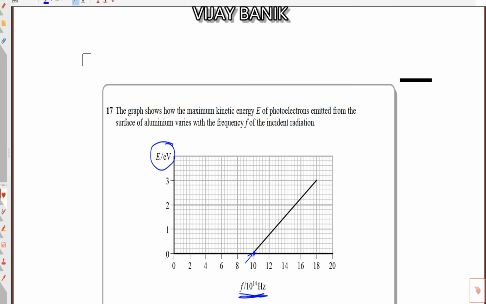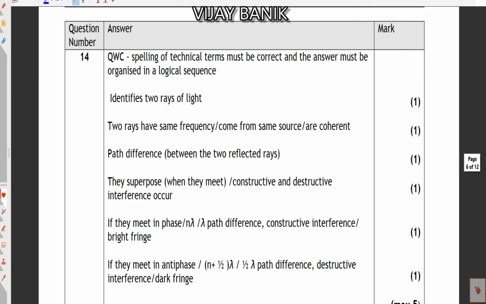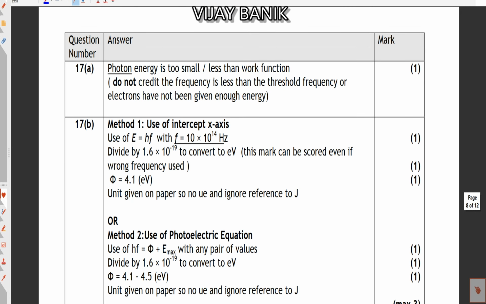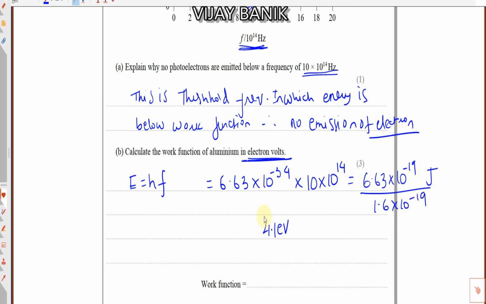It's question number 17, right? Okay, let's go to the mark scheme and see question number 17. It is 4.1 to 4.5 electronvolts. That is correct, 4.1 electronvolts. Okay. Now let's go to the next one.